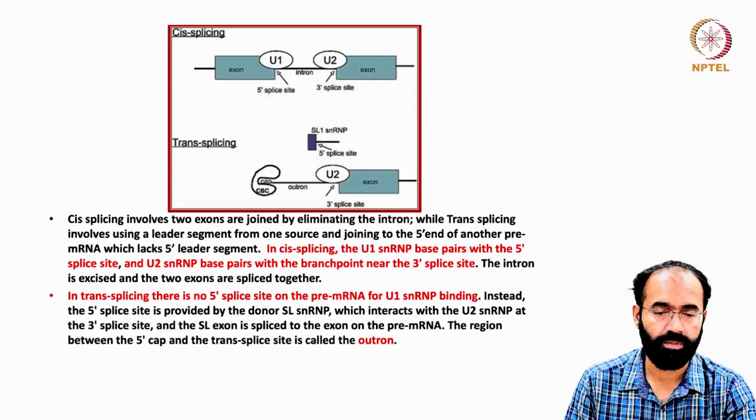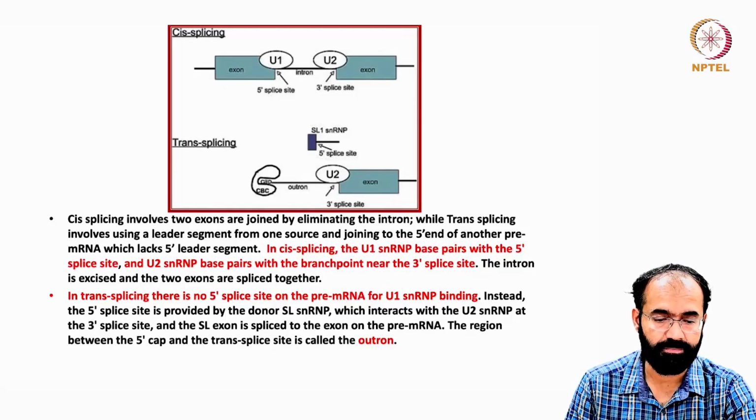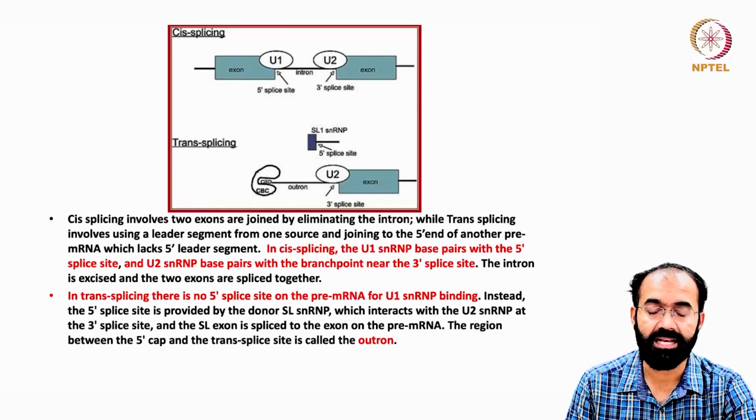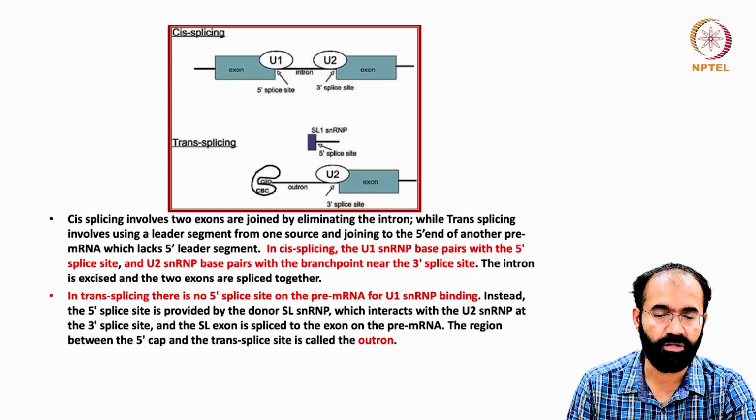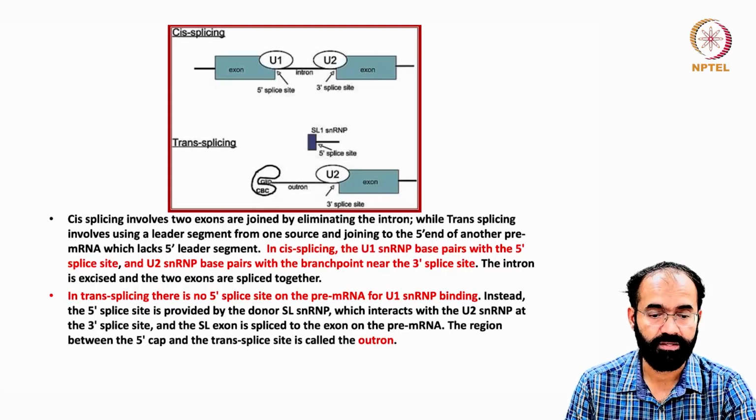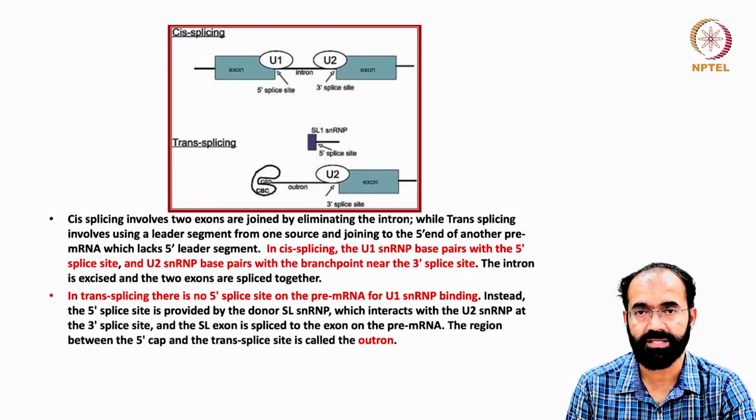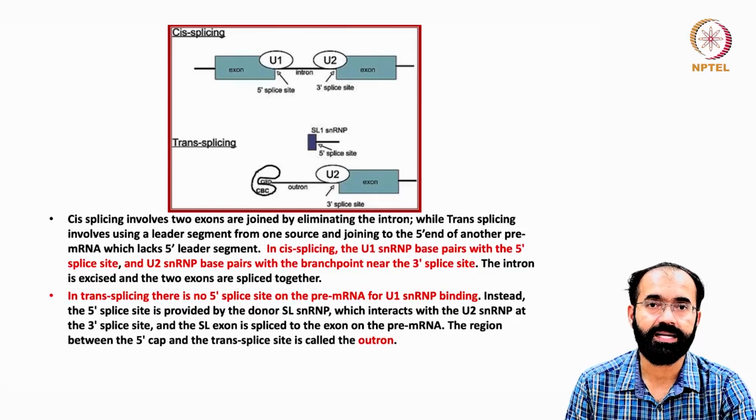Now let us quickly see more in detail about cis splicing versus trans splicing. Cis splicing involves two exons that are joined by eliminating one intron, while trans splicing involves using a leader segment from one source, that means some other RNA, joining the 5' end of another mRNA which lacks the 5' leader segment. What we understand from this is several RNAs need this, just like you need shoes.